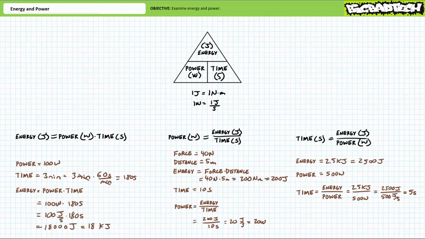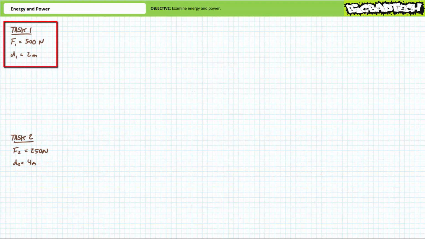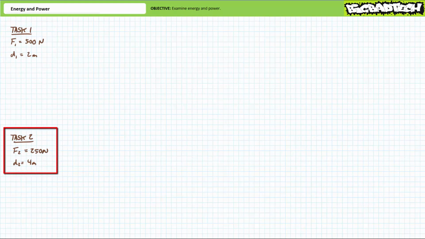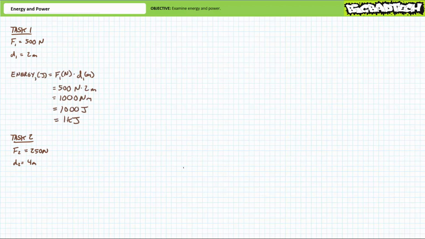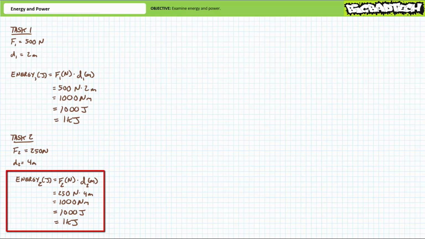Let's try a couple more illustrated examples. Consider a task that necessitates 500 newtons of force be expressed at a distance of 2 meters. Consider a second task, which necessitates 250 newtons of force be expressed at a longer distance of 4 meters. Which task requires more energy in joules to complete? Energy is force times distance. The first task necessitates 500 newtons of force be expressed at a distance of 2 meters. 500 newtons times 2 meters yields 1,000 newton meters, or 1,000 joules, or more appropriately, 1 kilojoule. Similarly, the second task necessitates 250 newtons of force be expressed at a distance of 4 meters.